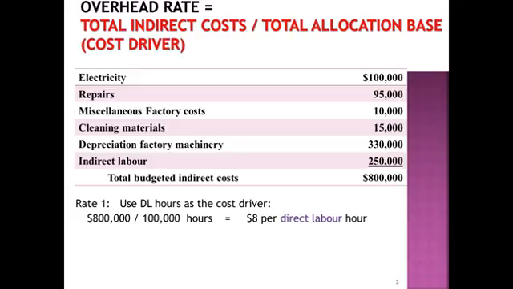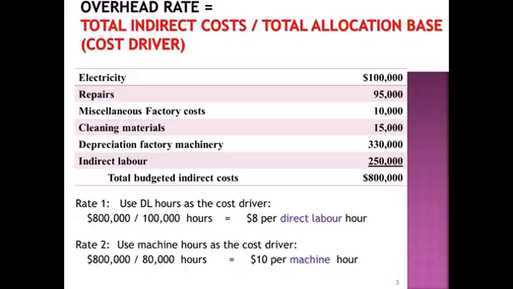So to calculate rate 1, we're going to use the direct labour hours as the cost driver. So what we do is we take the 800,000 divided by the estimated direct labour hours, which is, in this example, 100,000 hours. So it comes to $8 per direct labour hour. The second rate we can calculate uses machine hours as the cost driver. So 800,000 divided by the estimated machine hours of 80,000 hours is $10 per machine hour. Okay, so that's how we calculate the two different rates.